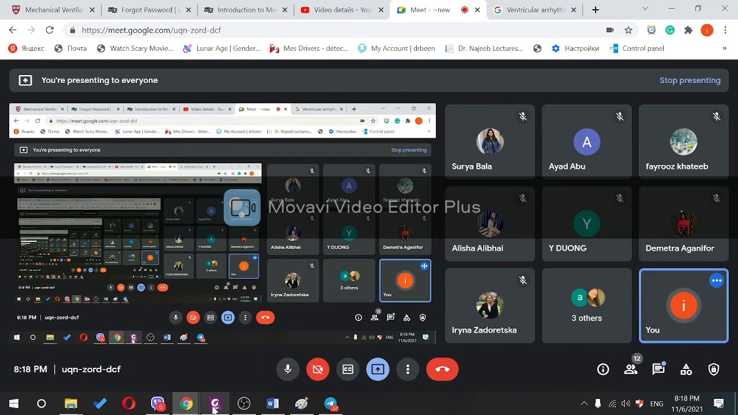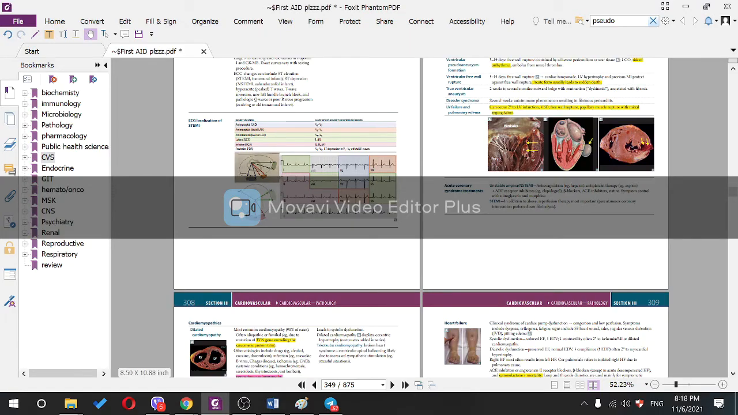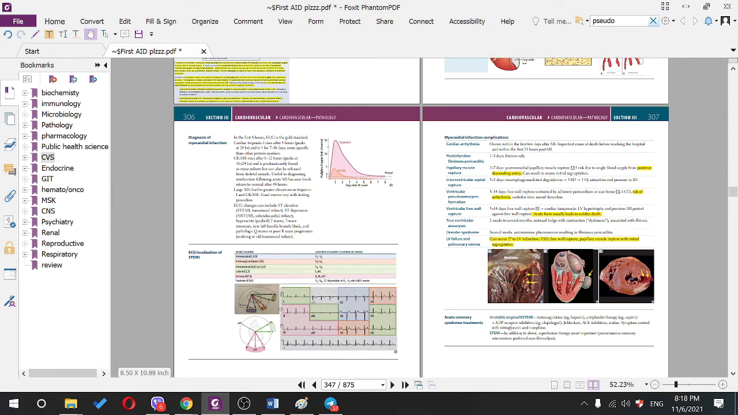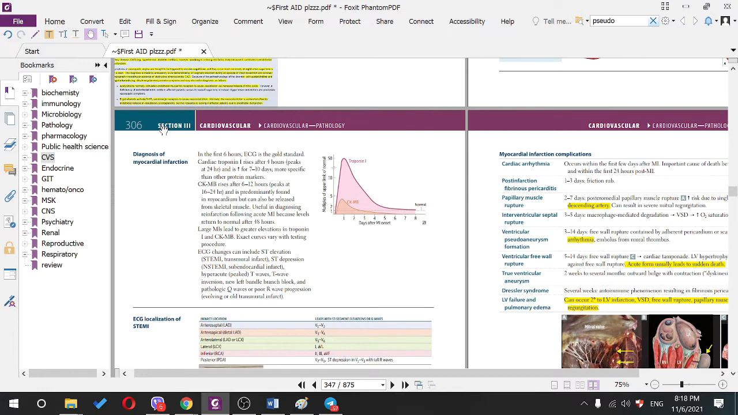Okay, let's continue for now. We have to speak a little bit more about diagnosis of an MI. So, someone has an MI. How can I deal with it? What should I do? How is it going to be? What are my initial steps?